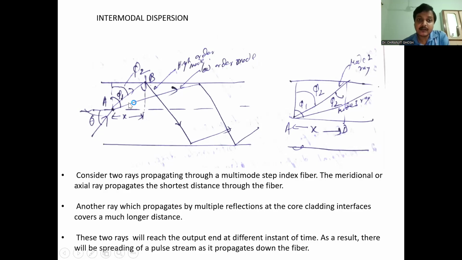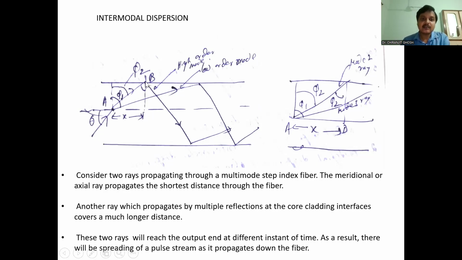It is traveling a much longer length or path. Here it has to go from here to here, then again here to here, then here. So obviously the length that this ray is traveling is more. So obviously when it reaches the fiber output, it will reach with a slight delay. This axial ray will propagate early and come to the receiver early. This ray will reach the fiber output with some delay.